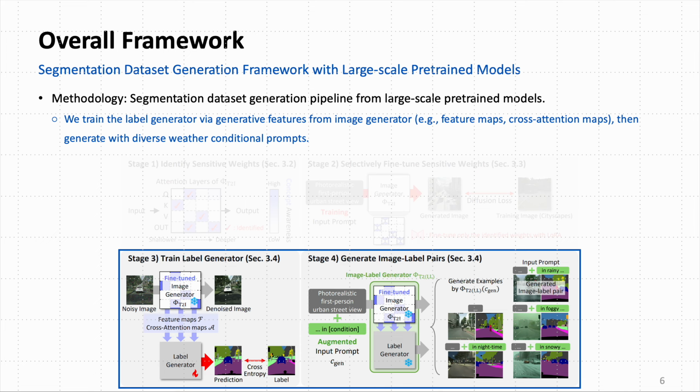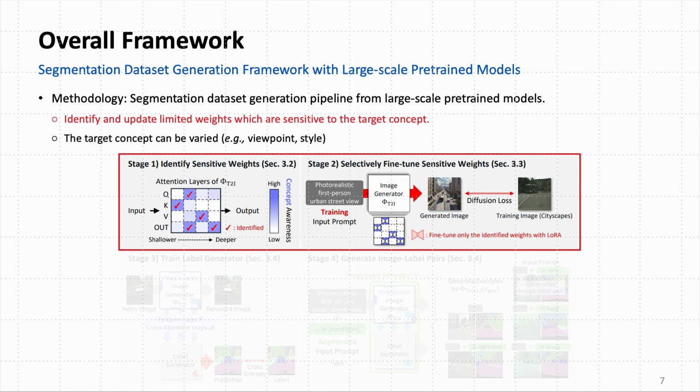For label generation, we follow DatasetDM. The fine-tuned T2I model produces feature maps and cross-attention maps that carry rich semantic information, and a MaskFormer-style decoder predicts segmentation labels from these features. At generation time, we simply augment the prompt with conditions to produce diverse image-label pairs.